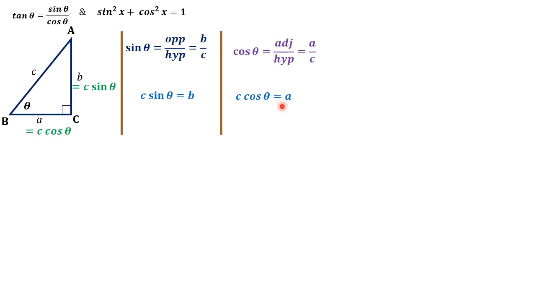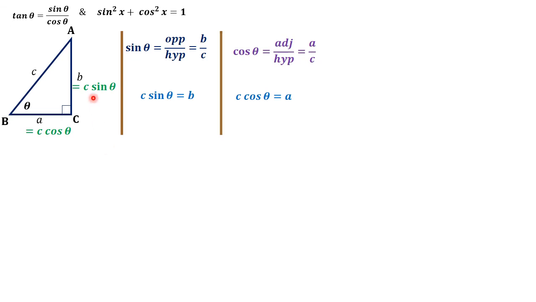And that means that where we had a here, we can replace it with c cos theta. That means the side AC is c sin theta, the side BC is c cos theta. There's another thing I should say, that the two perpendicular sides of a right angle triangle can be replaced by c sin theta or c cos theta.